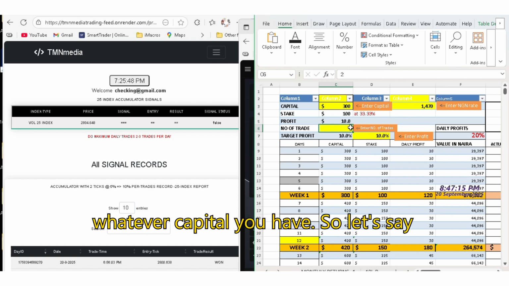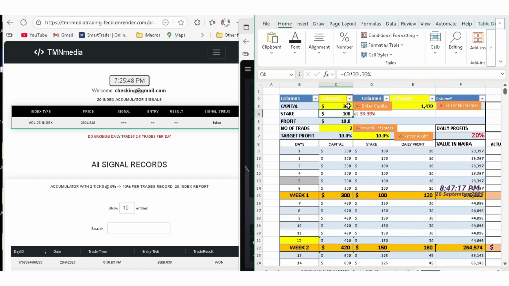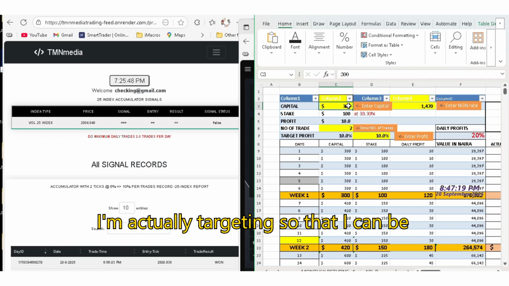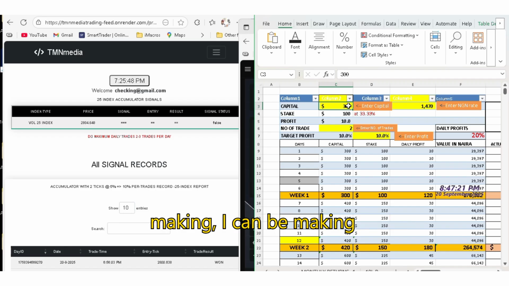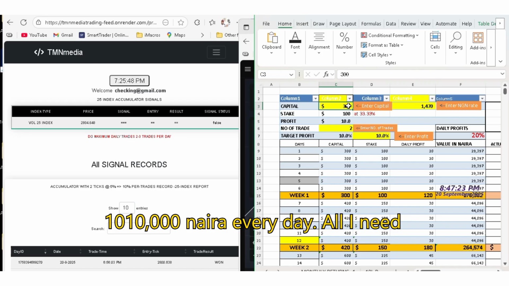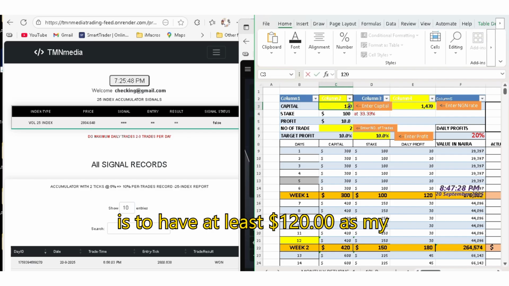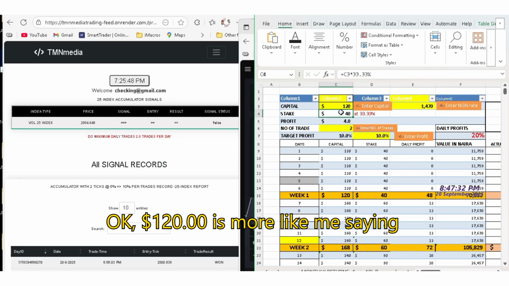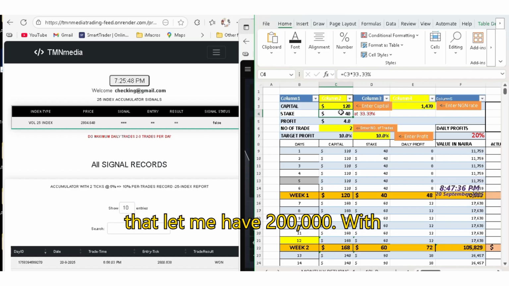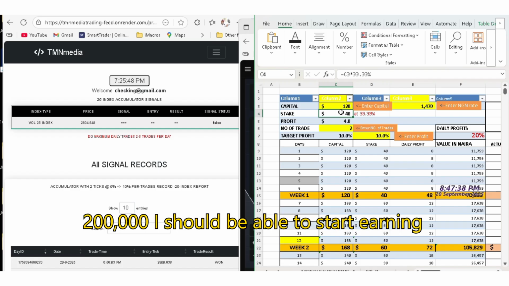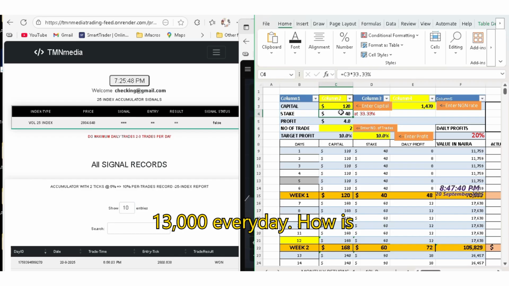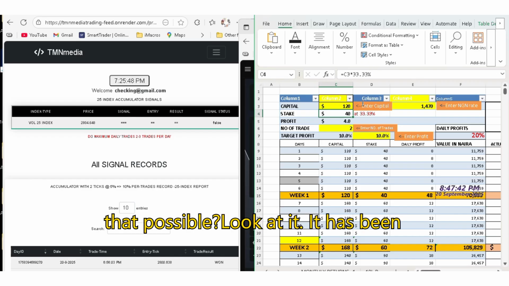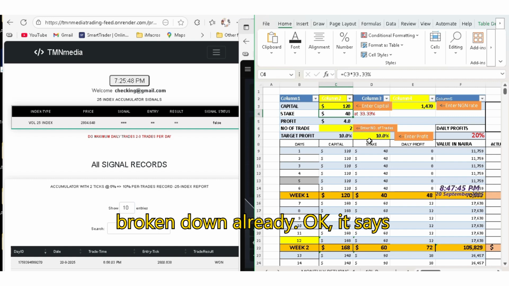So whatever capital you have, let's say I'm targeting so that I can be making 10,000 naira every day. All I need is to have at least $120 as my capital. $120 is more like me saying, let me have 200,000. With 200,000, I should be able to start earning 13,000 every day. How is that possible? Look at it. It has been broken down already.